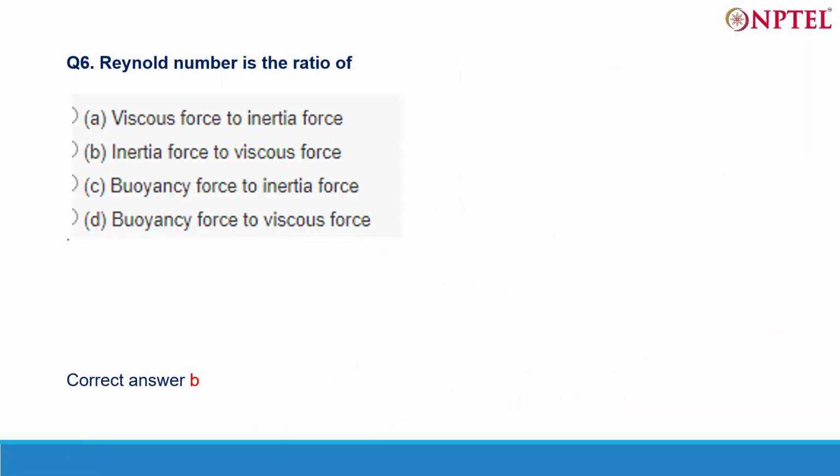Now another question is on Reynolds number. Reynolds number is a very important number when you talk about fluid flow. It defines the nature of the fluid flow, like laminar, intermediate, or turbulent nature. Reynolds number is basically a ratio of inertia force to the viscous force. So the correct answer is answer B.